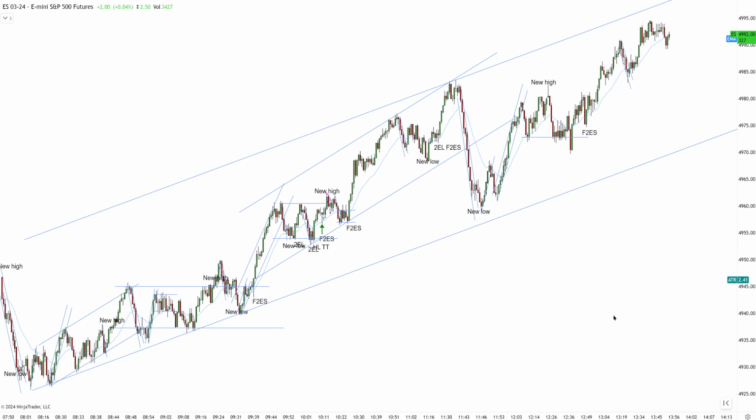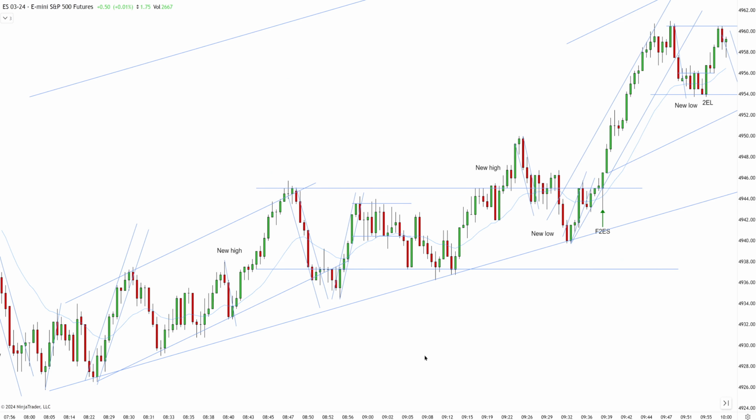Alright traders, I'm going to wrap it up with my one single trade. So you can see how price action rules allow us to predict where the market is going to go and how to expect a possible high probability setup.